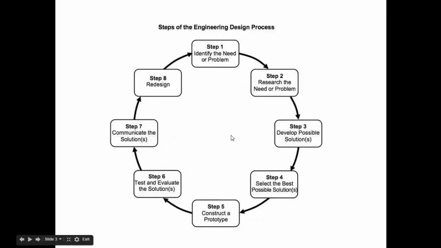So there are 8 steps of the engineering design process. The first one, step 1, is to identify the need or problem. So let's say we're talking about an insulin pump for diabetes. The original need or the problem was to design a way that a person with diabetes could get a continuous supply of insulin through the day. So that was the first step.